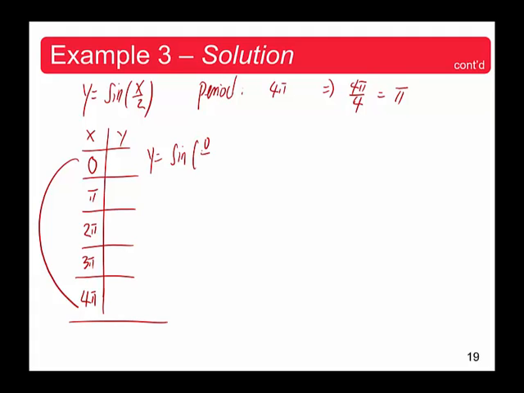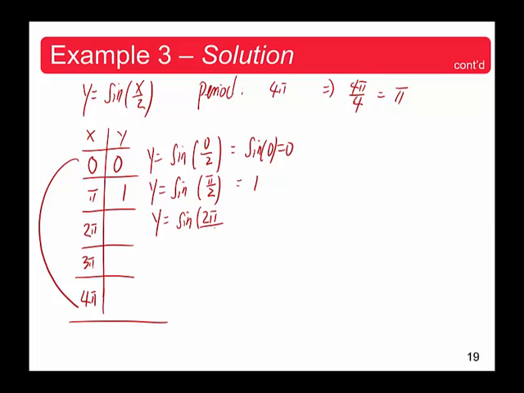So 0 over 2 is 0, sine 0 turned out to be 0. Okay, we get the first ordered pair. Second one, y equals sine pi over 2. Pi over 2 is 1, so it's equal to 1. Third one, y equals sine 2 pi over 2. So it becomes sine pi. Sine pi equal to 0. Next one, y equals sine 3 pi over 2. Sine 3 pi over 2, 270 degrees, is equal to negative 1.